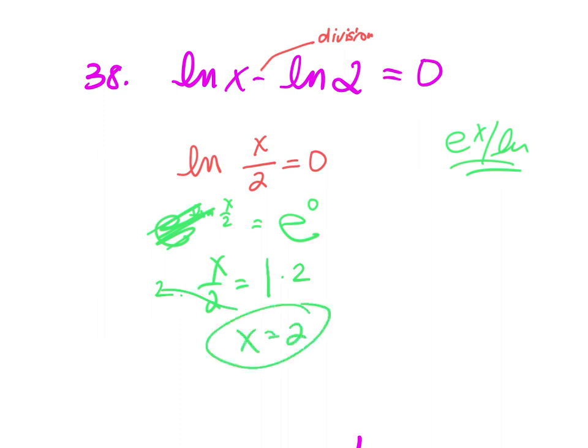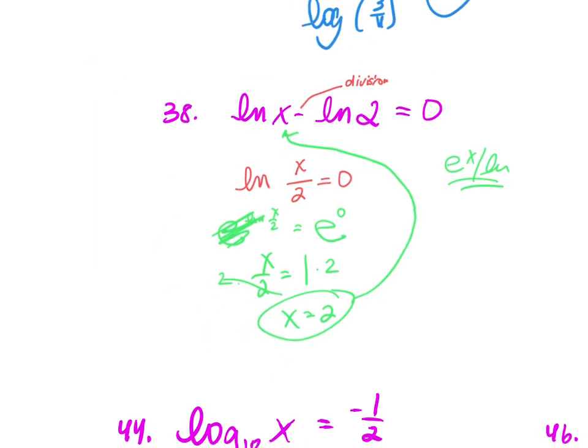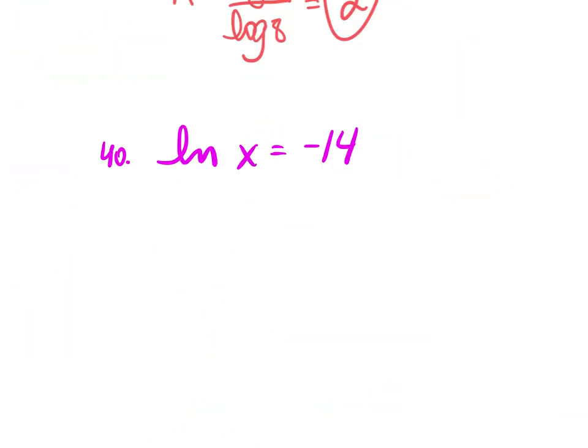So now we have to check. I got to take this because you cannot take the natural log of a negative number. So when I plug this in right here, natural log of 2, that's not negative, we're good to go. If I had the natural log of 2 minus the natural log of 2, I get 0. So we are correct. All right, come to this problem.